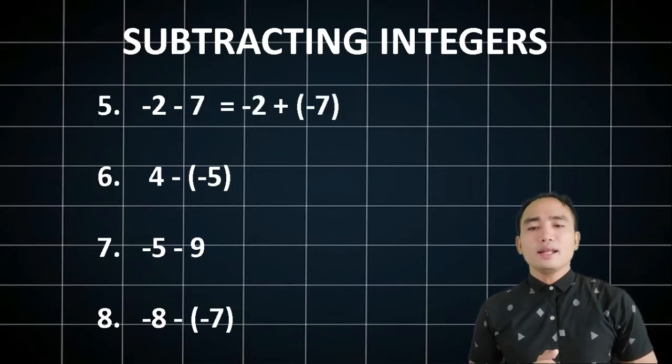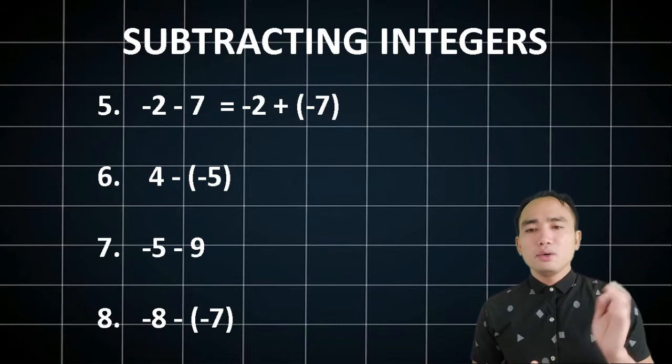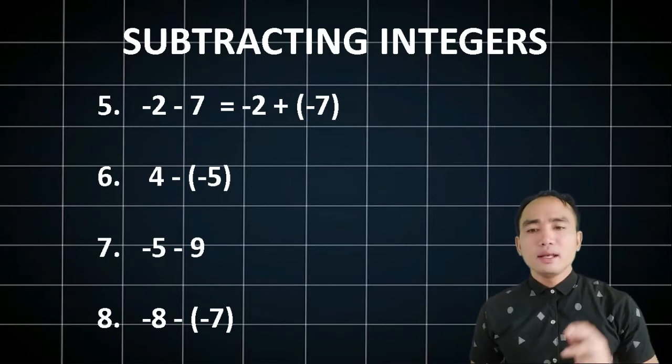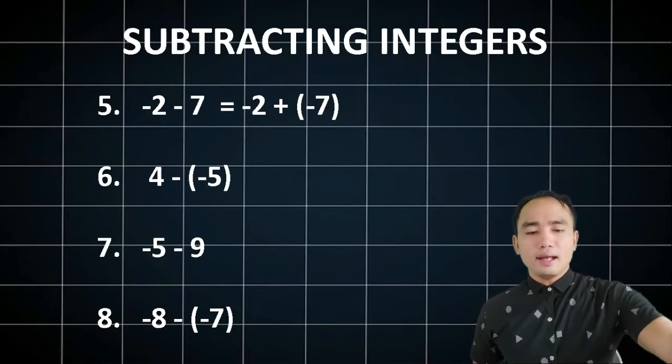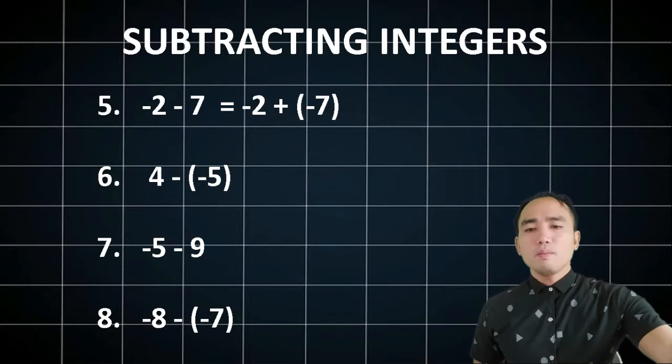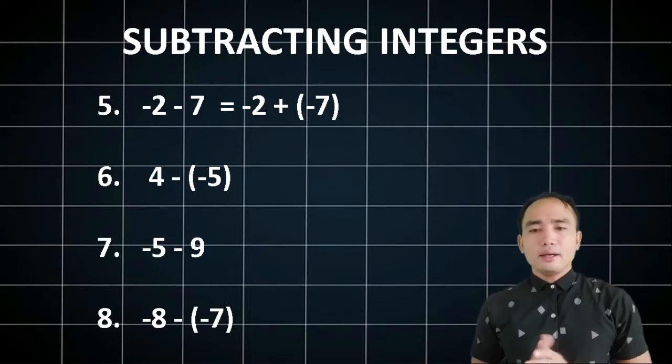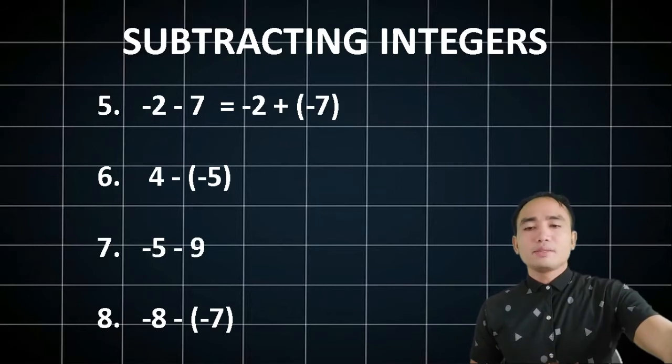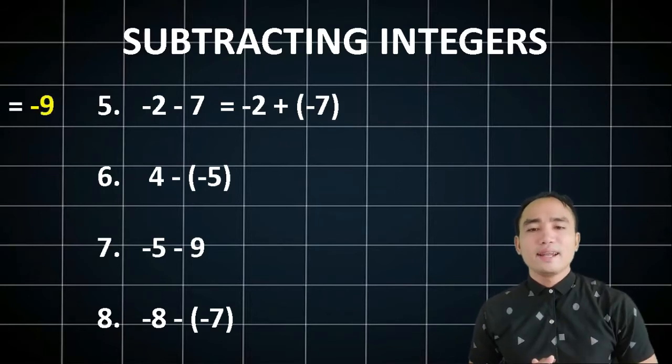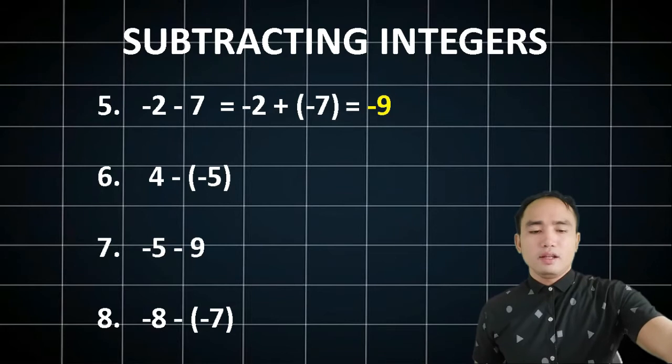Now, let us go back to the rules when adding two integers. For adding integers with the same sign, add. So, 2 plus 7 is 9. And they carry negative signs. So the answer is negative 9. Number 6.